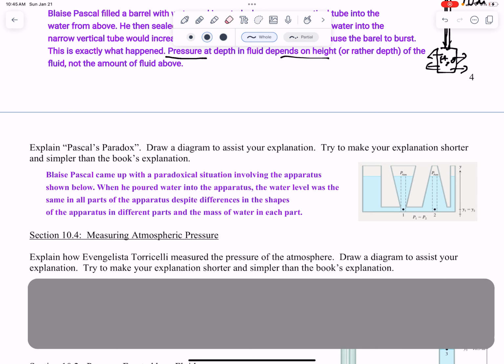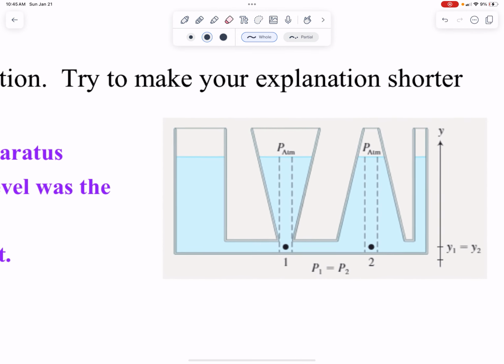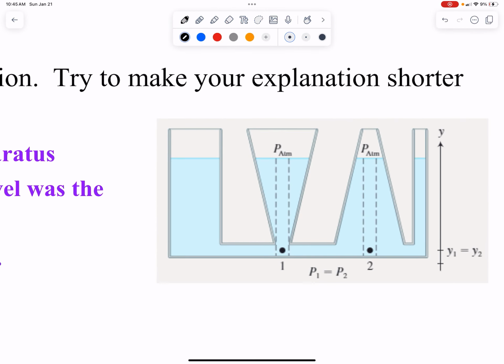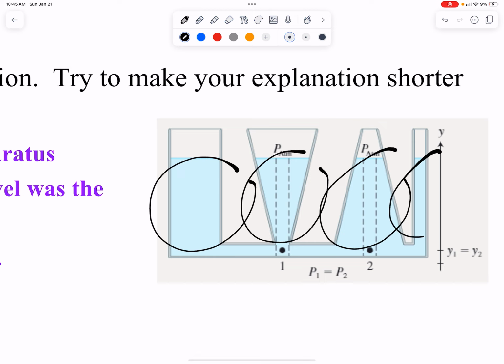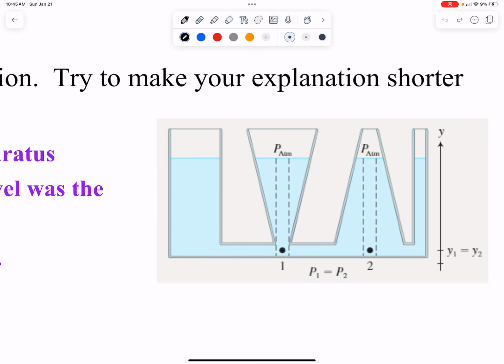So he came up with a paradoxical situation that involved an apparatus that you see over to the right. As you see, you have differently shaped objects. All the objects are open to the air from above, which means they're all open to atmospheric pressure. You can see the water level is equal in each of these, but the geometry of the containers is significantly different.